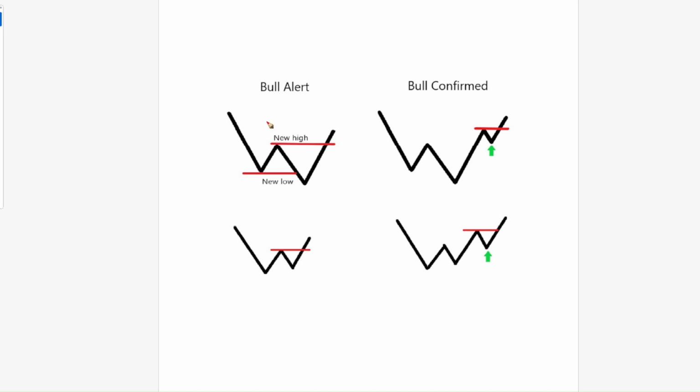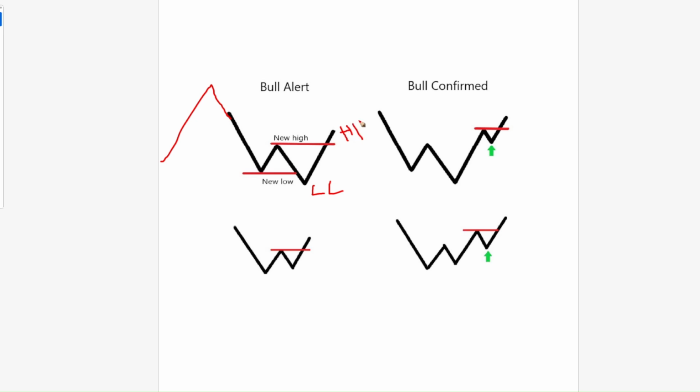Now we look at the bull alert. It's essentially showing us when we want to start watching a stock a little bit more closely. And the reason is that we were making a pattern of lower highs and lower lows. And what happened is we went to a new low here. But then immediately went back and made a new high. So we go from a new low, so this would be lower low to higher high.